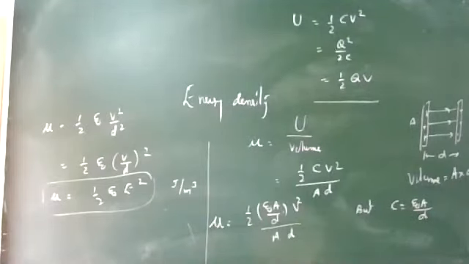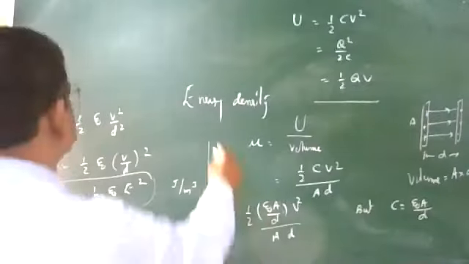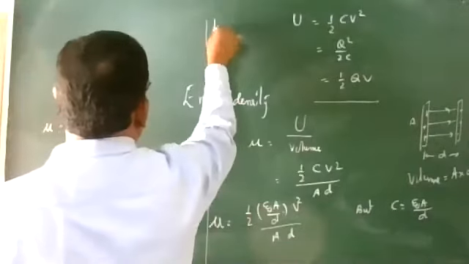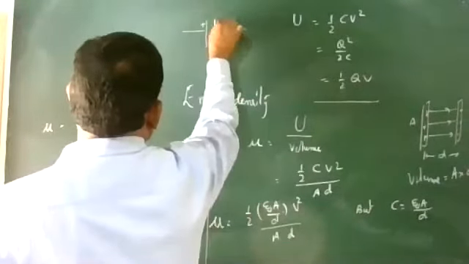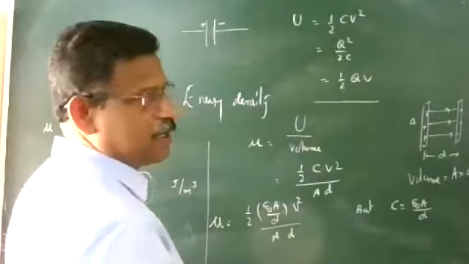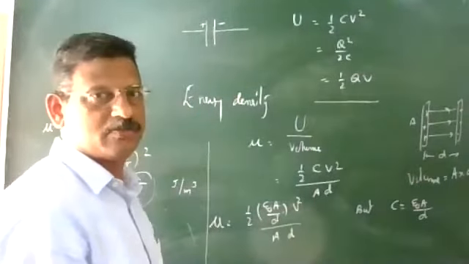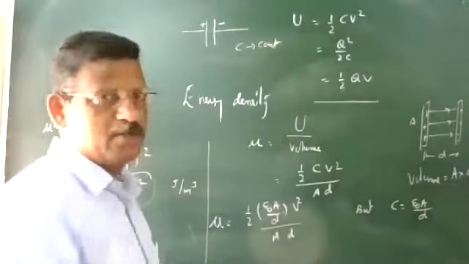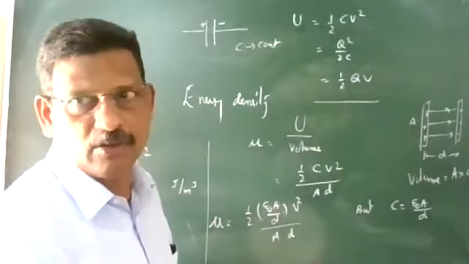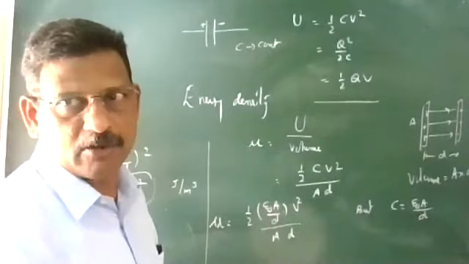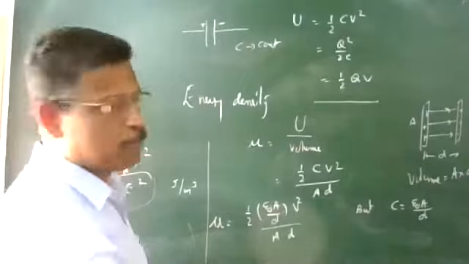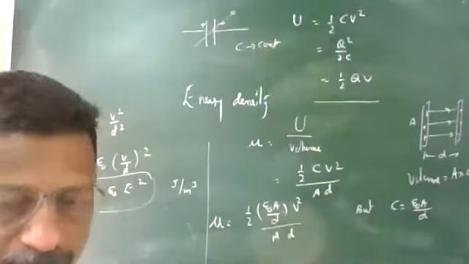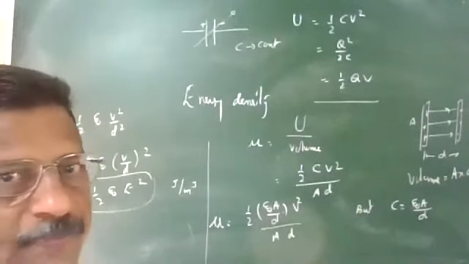The symbolic representation of capacitor, yesterday we have seen, is two equal length parallel lines. One will be positive, another will be negative. C stands for a constant value. Suppose it is a variable capacitor, where you want to change the value of the capacitor. How will you show it symbolically? For representation, there is an arrow mark. So this is a variable capacitor.